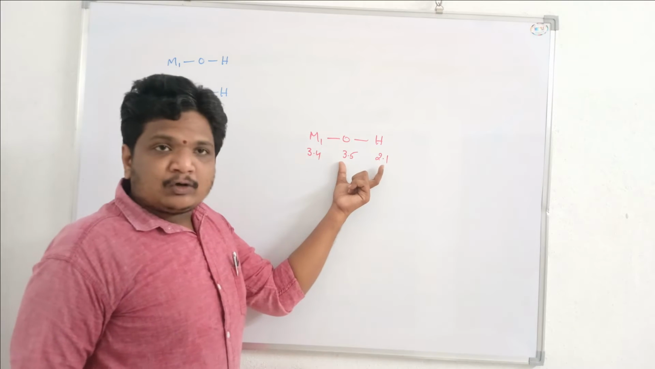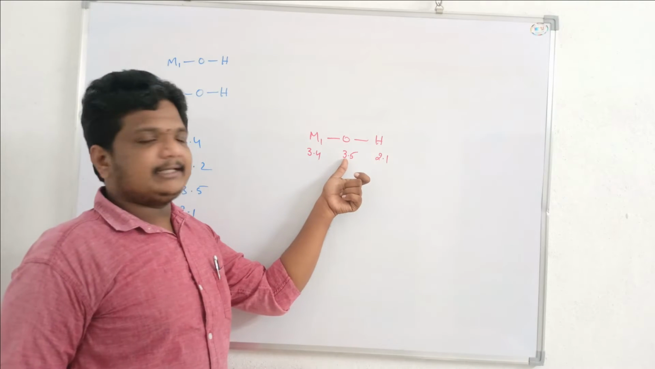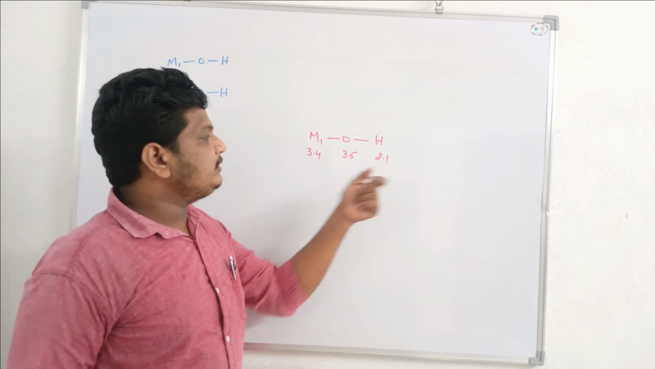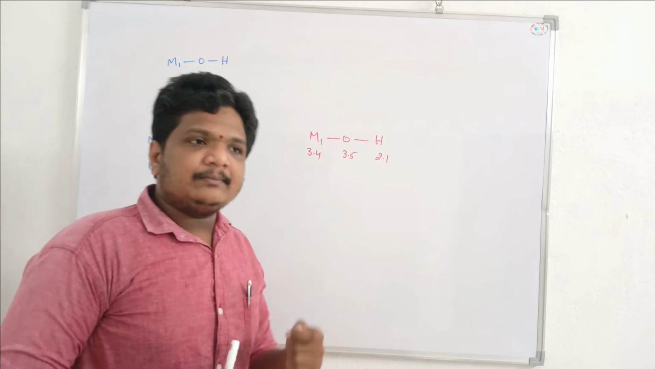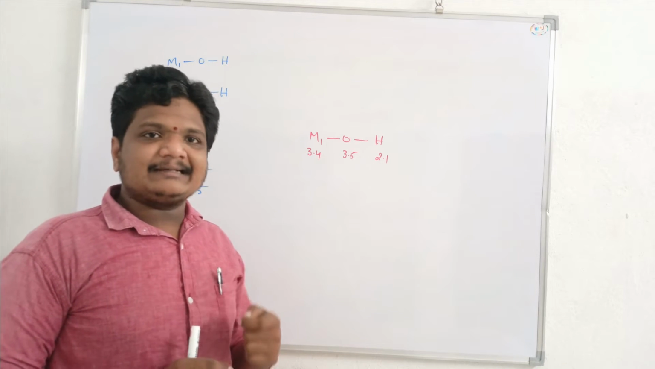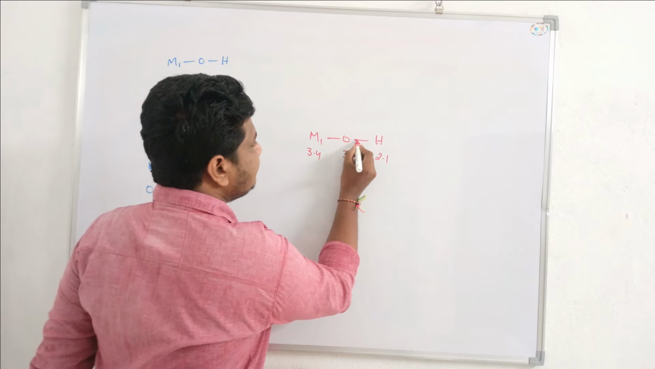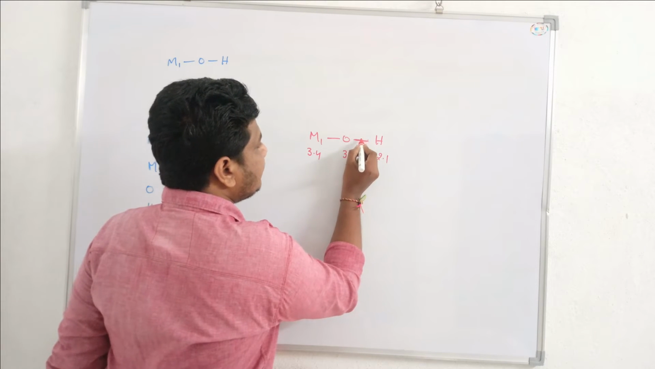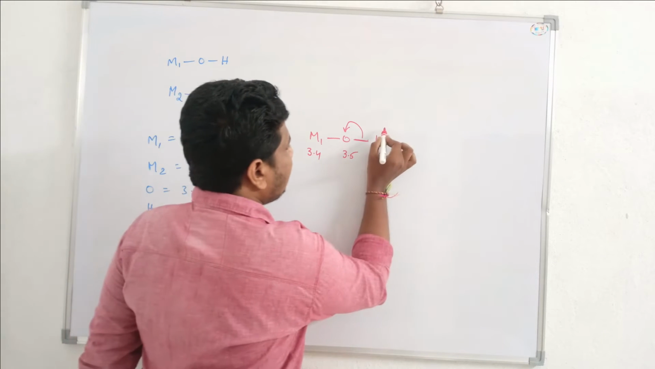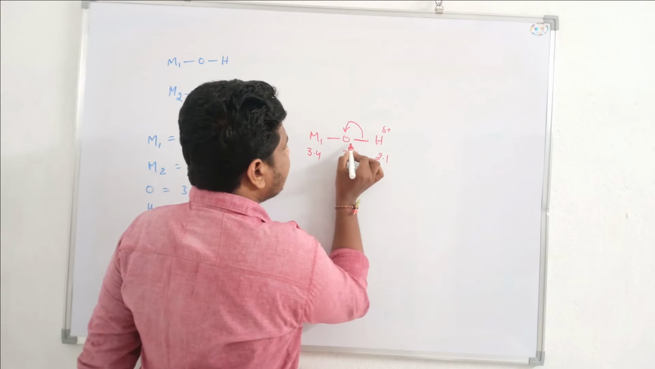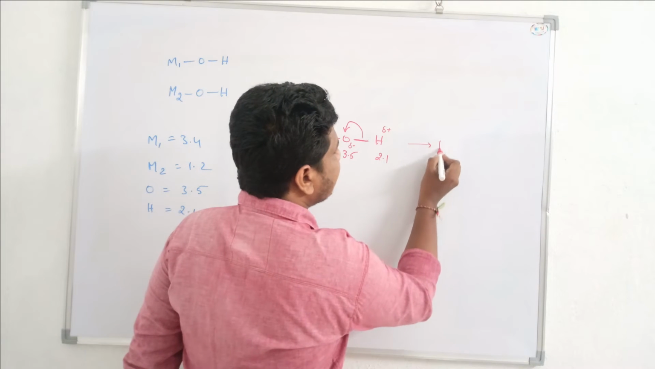But there is a large electronegativity difference between the oxygen and the hydrogen. So here this oxygen will be having 3.5 and this hydrogen will be having 2.1. It means if the electronegativity is more, that atom will have a tendency to attract the electron pairs. So the bonding electrons present between this oxygen and hydrogen have more tendency towards the oxygen. So here there is a partial positive charge on the hydrogen and a partial negative charge on the oxygen. So it can give H plus ions very easily.